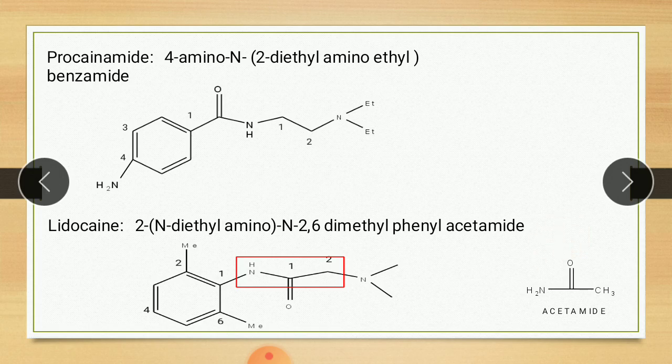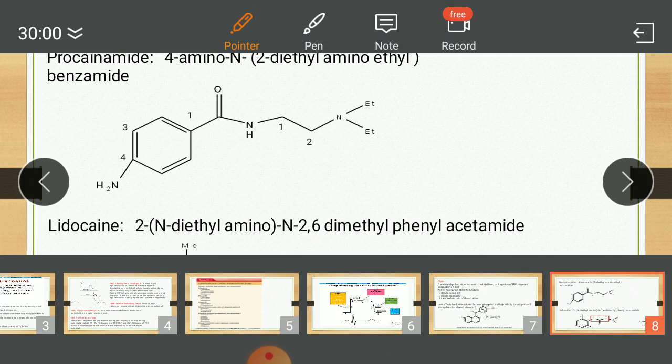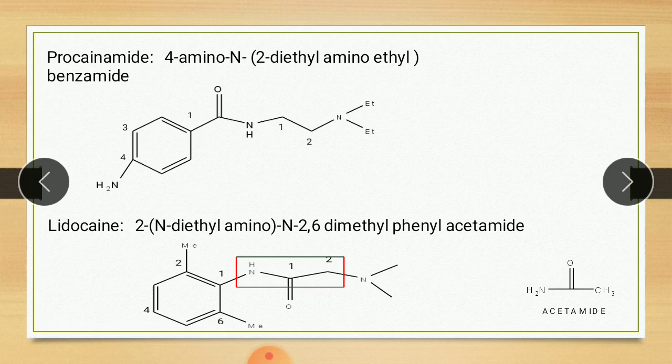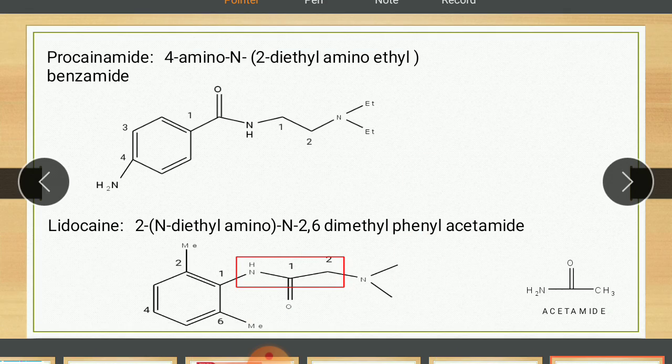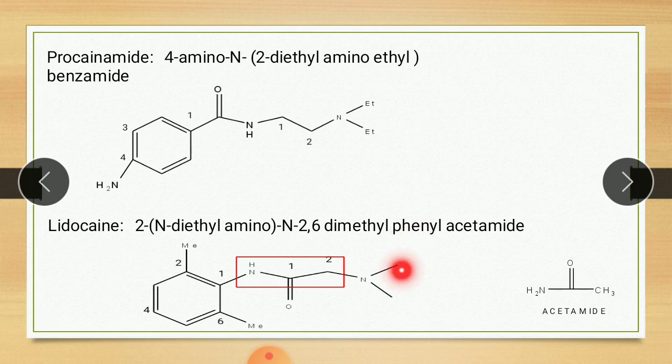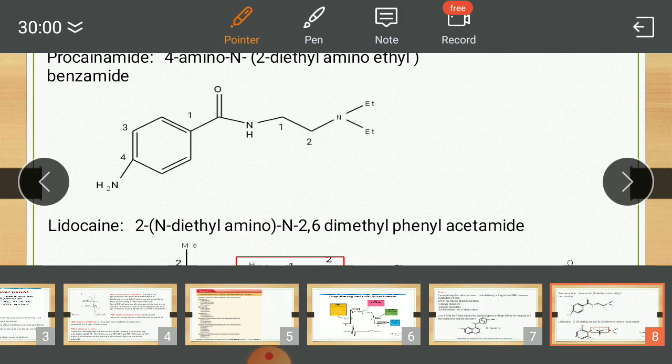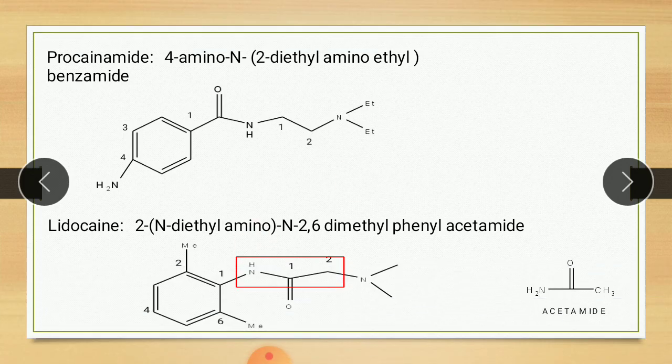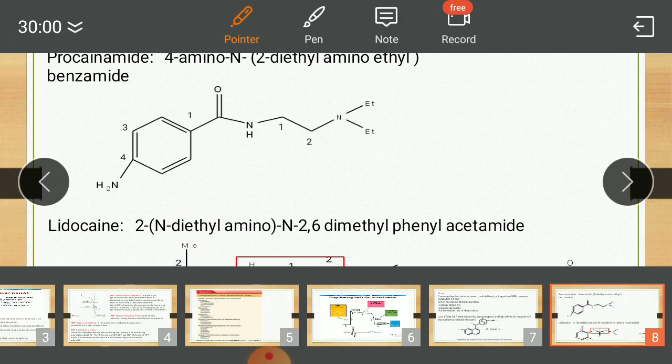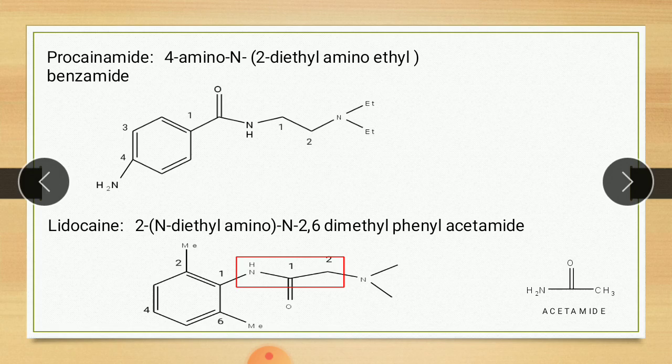Now the IUPAC name: 2 means this 2, N means this N. Diethyl group, so here is a diethyl amino group, where the ethyl group is there. So the diethyl amino is on N, meaning this N. 2,6-dimethyl phenyl: on positions 2 and 6 there is a dimethyl phenyl acetamide. So this is the IUPAC name of lidocaine.